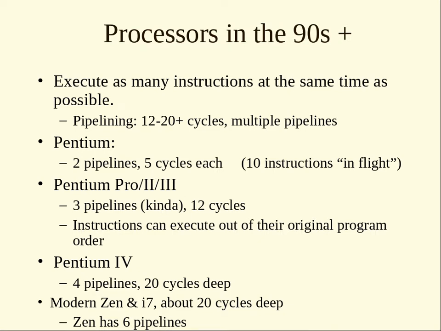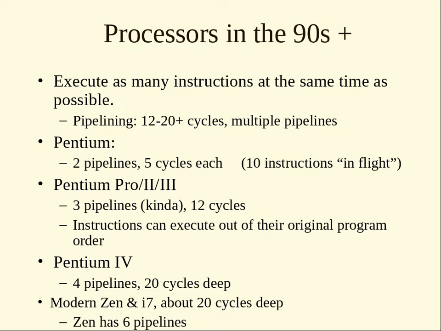So for processors in the 90s, execute as many instructions at the same time as possible. You might have 12 to 20 cycles of forward instruction. Notice that in our multi-cycle design, we had, I think, about 3, 4, or 5 at most. But in the 90s, it would go from 12 to 20. For example, the Pentium, which was early 90s, had 5 cycles each. What a pipeline means is basically how many of those instructions I could be executing at the time. One optimization is to do the pipelining, and the next one is to have multiple pipelines so you can actually have multiple going at the same time.